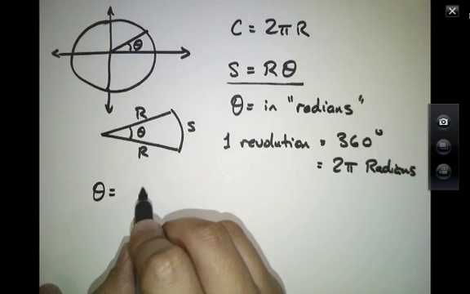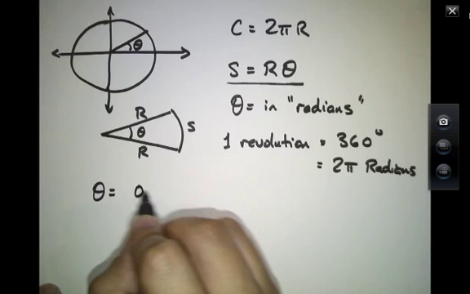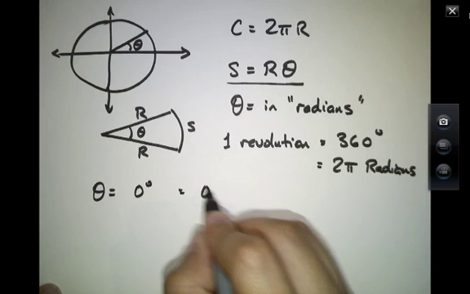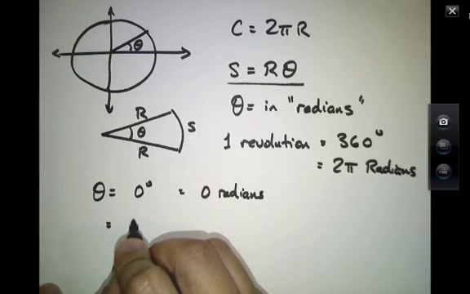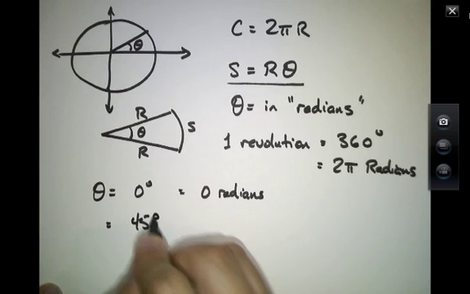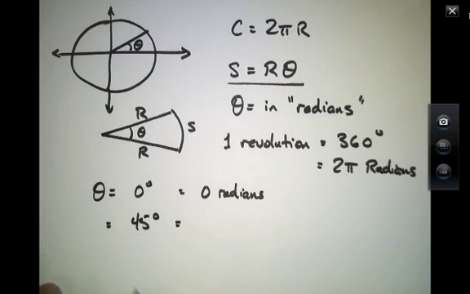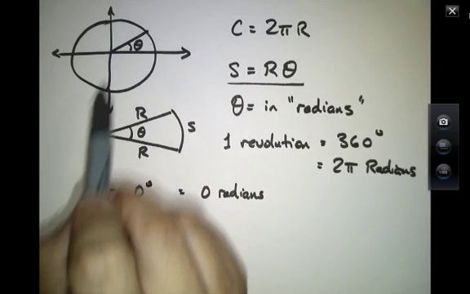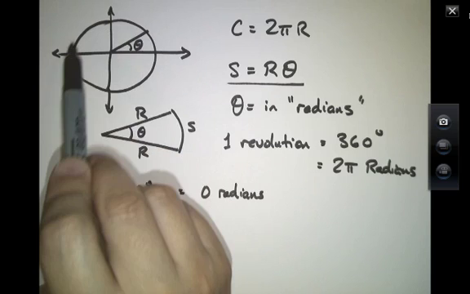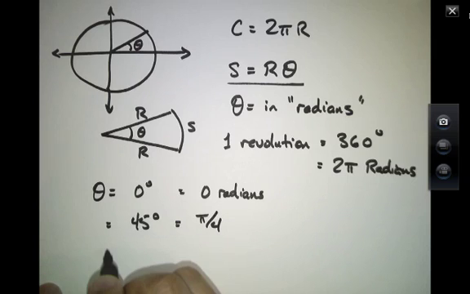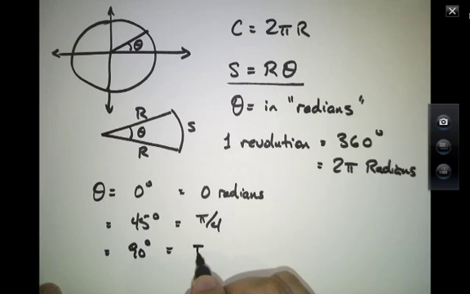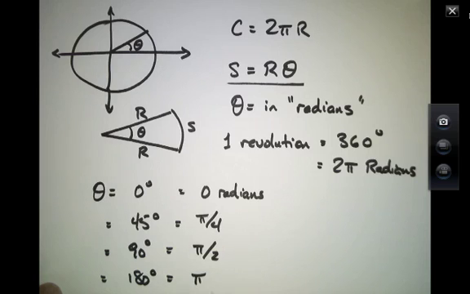So 0 degrees is 0 radians, but 45 degrees would equal what? Well, 45 degrees is about 1/8 of one revolution, and that's pi over 4. 90 degrees would be pi over 2. 180 degrees would be pi.